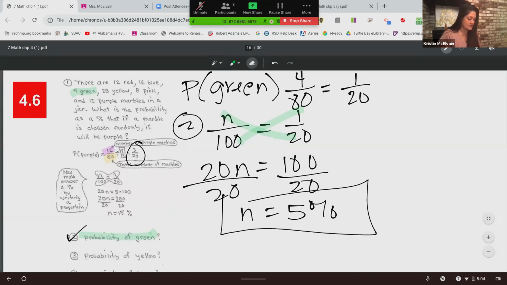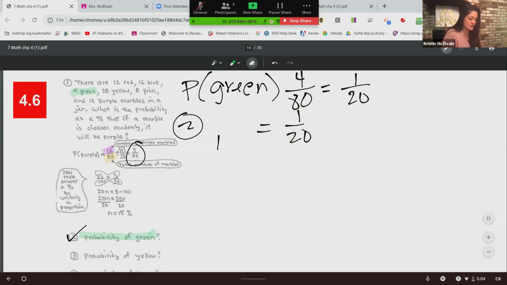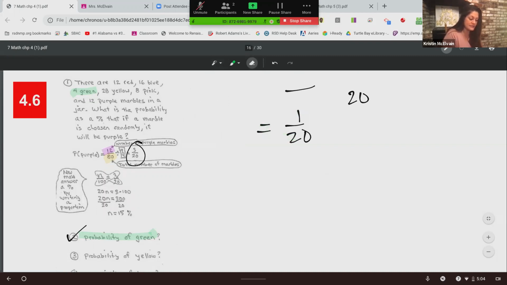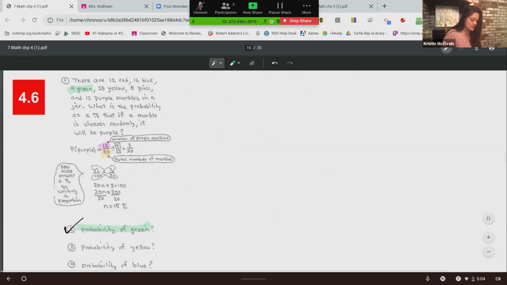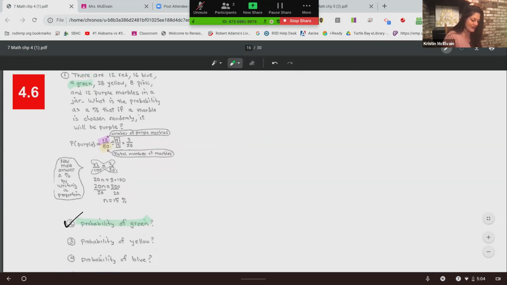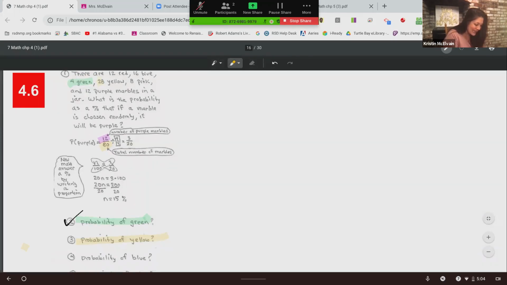Okay, so let's go on to number 3. We are going to see what is the probability of drawing yellow. So this is still out of 80 marbles total. Let's use a yellow highlighter. So yellow out of 80 marbles total. Up here we have 28 yellow, so we have the most yellow. We're going to say there are 28.